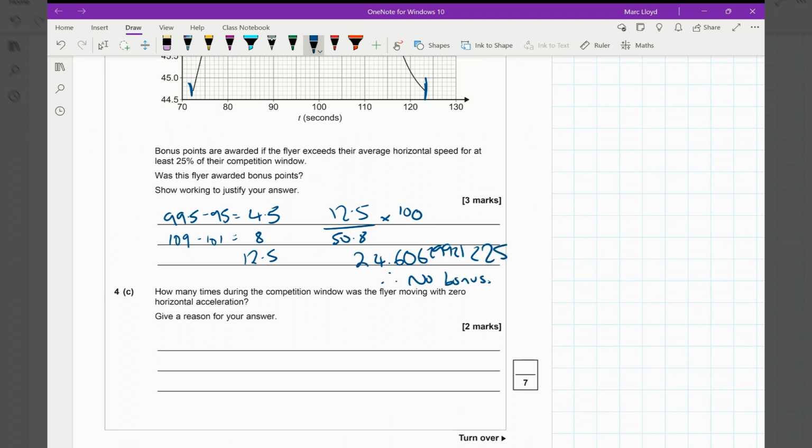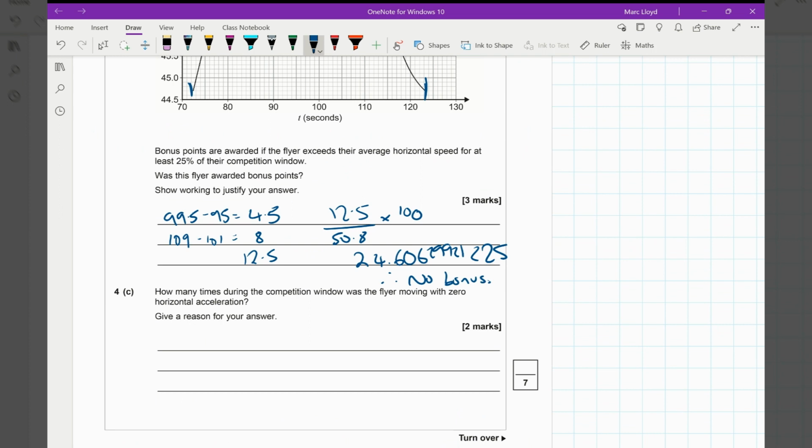Now, the method is what we're looking for here. You can have different values. You could have a shorter period of time above the average, which would be in the bonus section. But as long as you've done the working in the way that I've done it, you can get full marks, but you must have a number less than 25 for that.